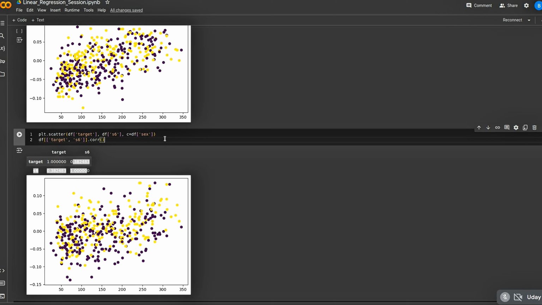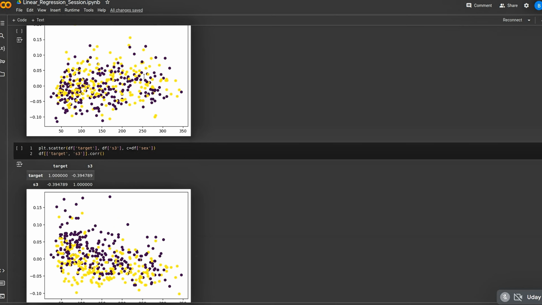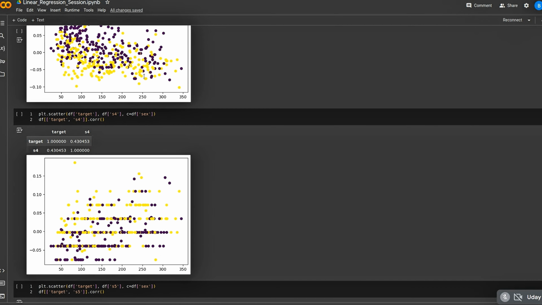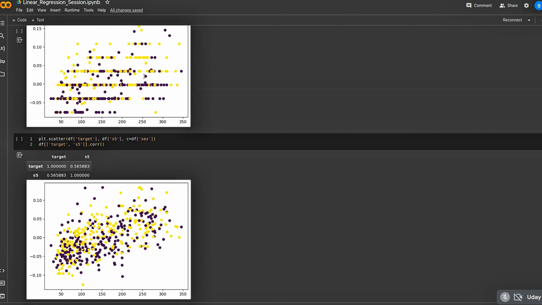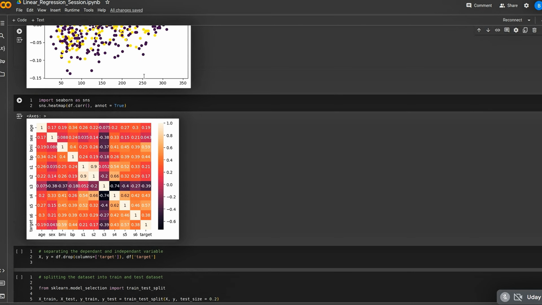If we want to plot separately, we have plotted around 9 to 10 plots. To avoid that, we have something called a heat map. It looks like this. Don't be afraid. See, we have all these features: target, S6, blood pressure, BMI, age, and so on, and this side too. We calculate the correlation of target with target, which would be one because with itself it correlates 100%.